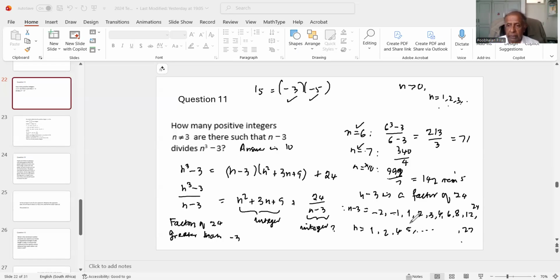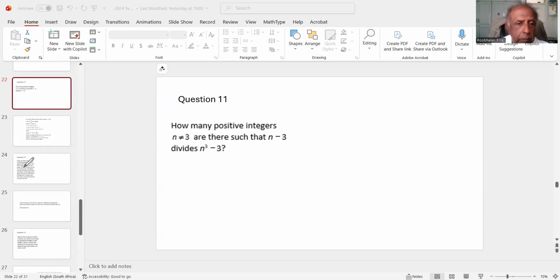And we tried 5, remember? And that worked. And when you add 3 to 4, you get 7. And 7 also worked. So 7 is inside this. So the largest one you have is 27. When you put 27 into this, 27 minus 3 is 24, and 24 goes exactly into 27 cubed minus 3. You can check that out. So the question is how many positive integers? These are the positive integers, and there are 10 of them. So that is how you do that problem.